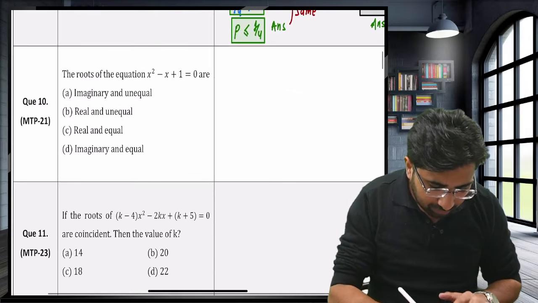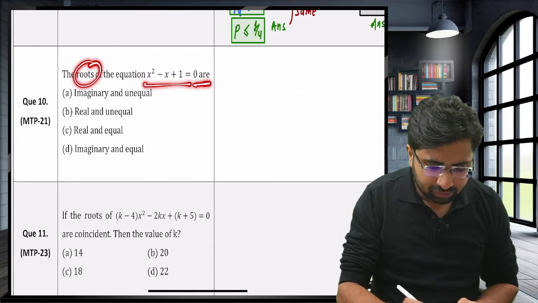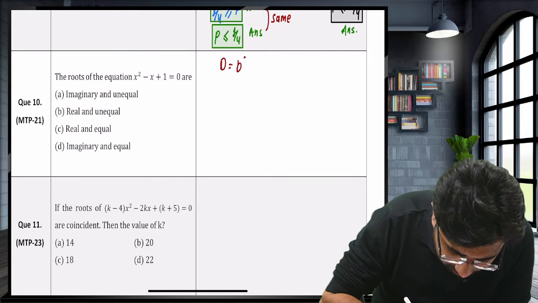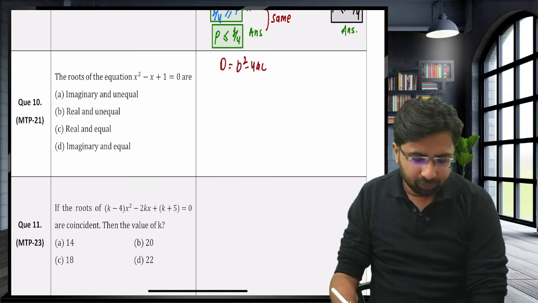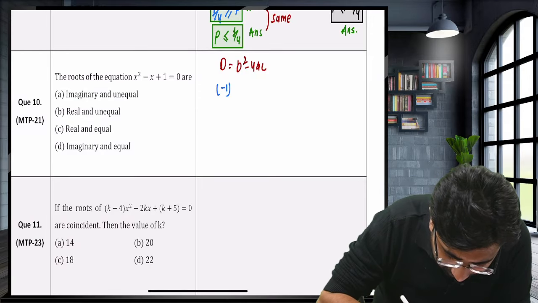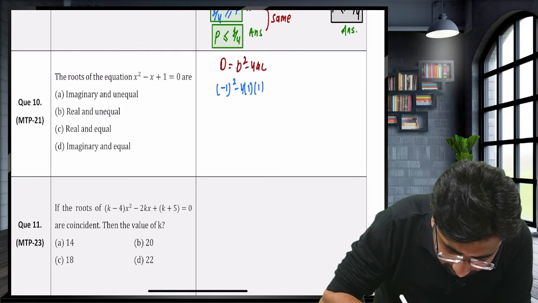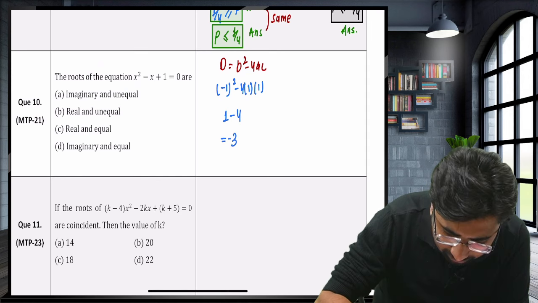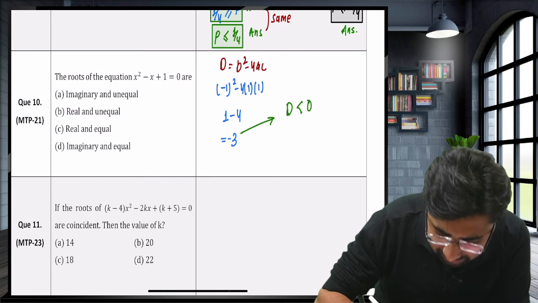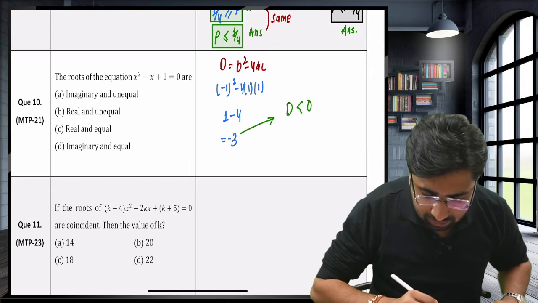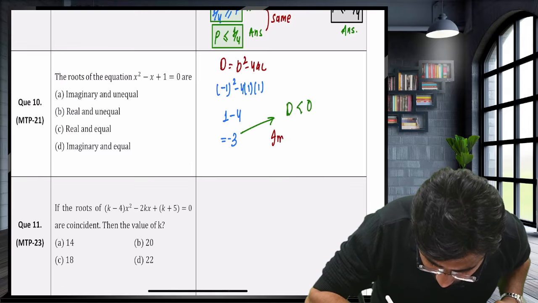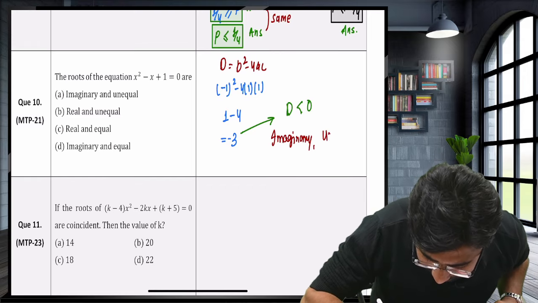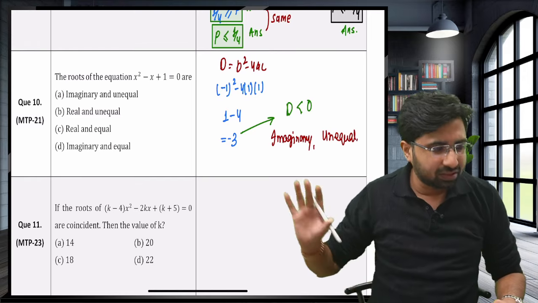Here, the question is: the roots of this equation are, they are simply asking the nature of the roots. That depends upon the D. So let's calculate D, that is b square minus 4ac. Everybody, what is b square? Minus 1 square is 1, minus 4, you are getting minus 3. As you can see, D is less than 0. If D is less than 0, roots are imaginary and unequal, guys. Is this point clear to all of you?